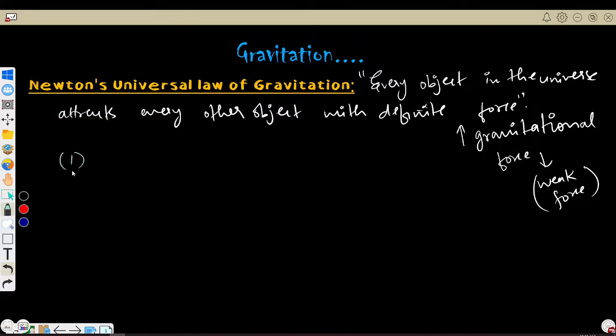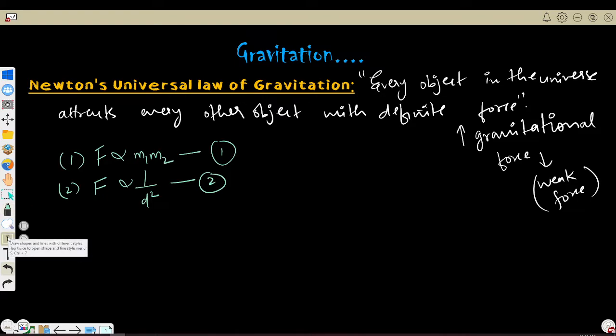According to Newton, the magnitude of this attractive force, which I will represent using F, he said that this is directly proportional to the product of the masses of the two interacting bodies. Let's say this is equation number 1. And the second relation that was given by Newton, it says the magnitude of this attractive force is inversely proportional to the square of the distance between the two interacting bodies. Now to understand this, I will use some diagram.